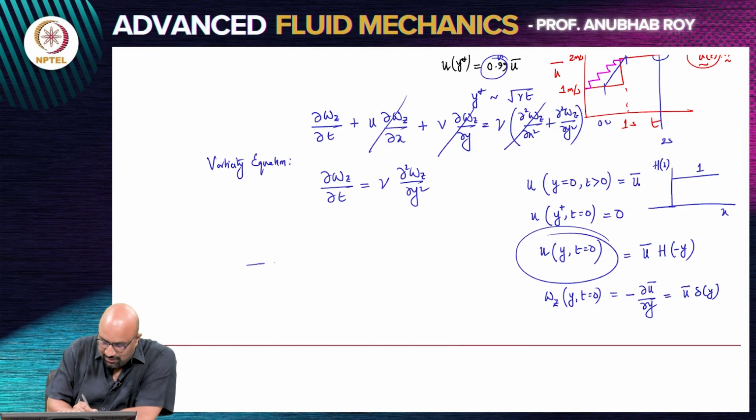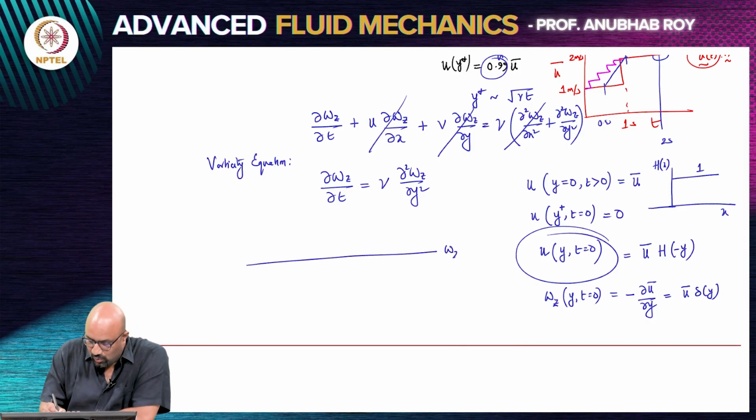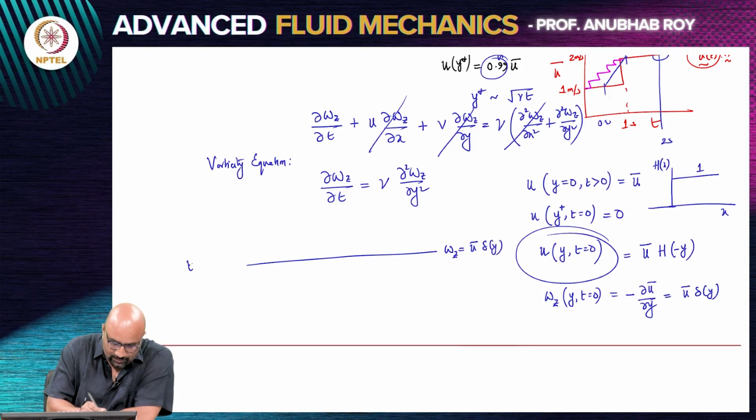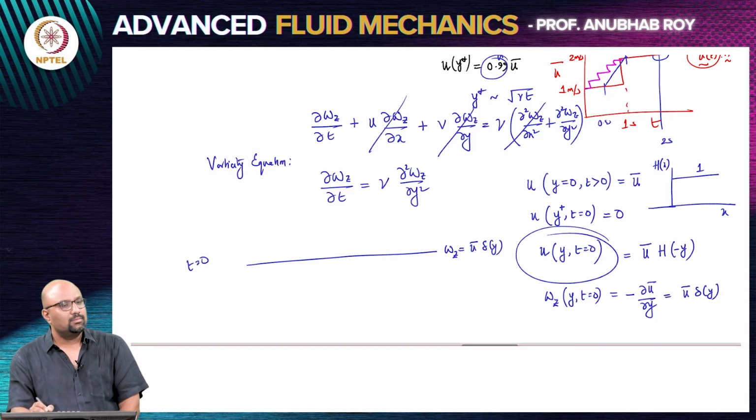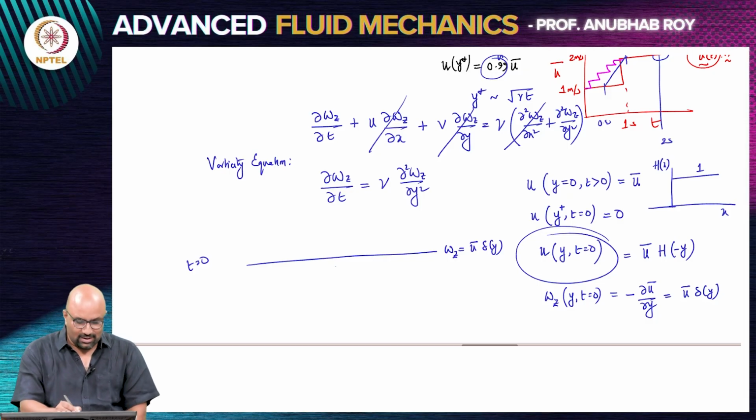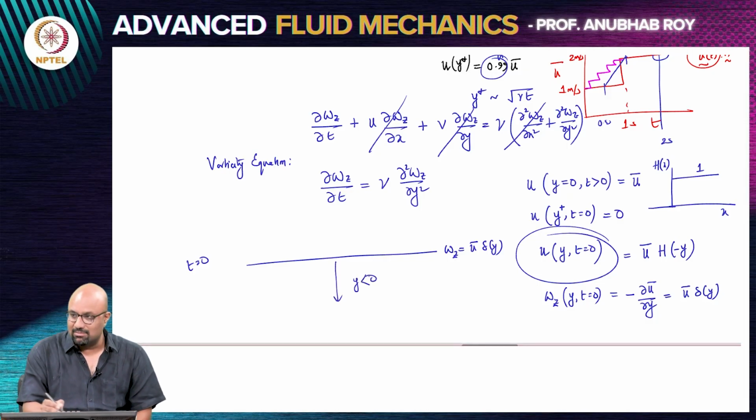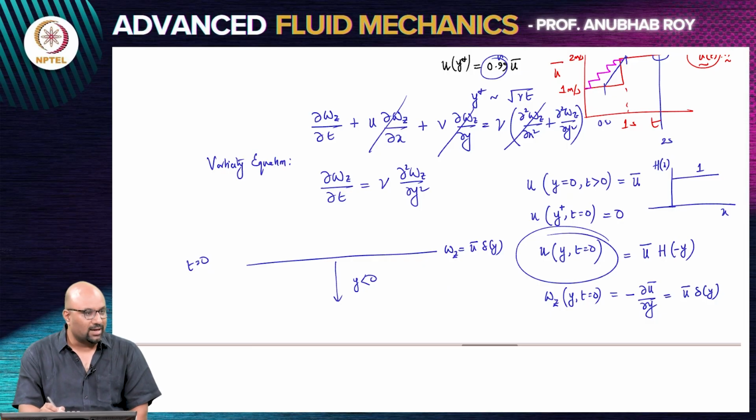So now what do you have in this problem? You have a problem where initially, at t equals 0, you are giving a vorticity that is confined only at a particular location. Obviously, we are not solving for y less than 0. In this particular case, we are not in the plate problem. We don't treat what is happening below the plate. But in this configuration, whether you see it below or above the plate, you have a layer or a sheet where vorticity is defined.